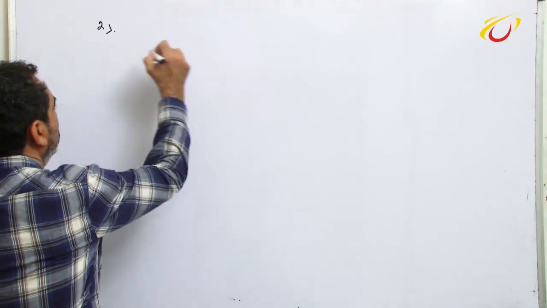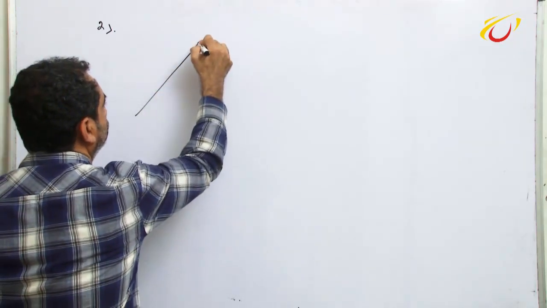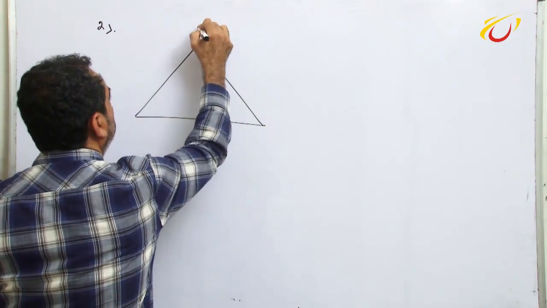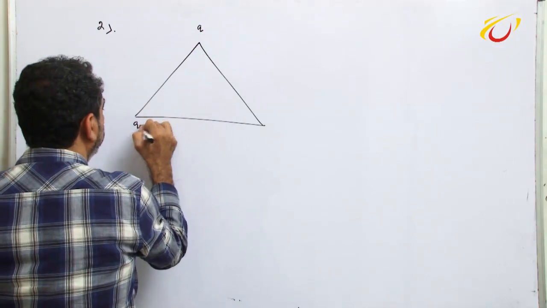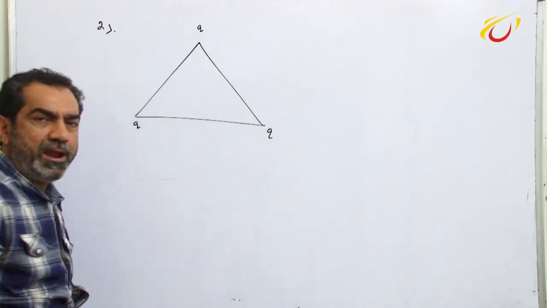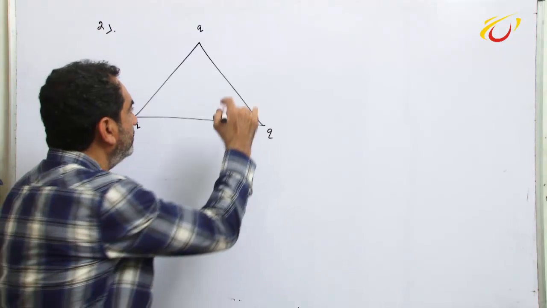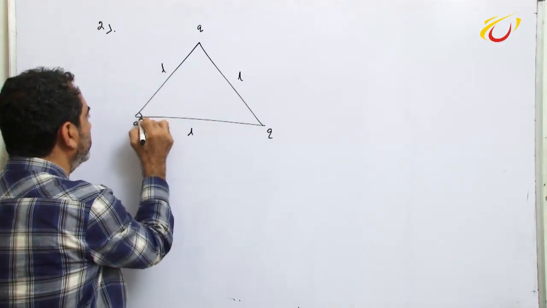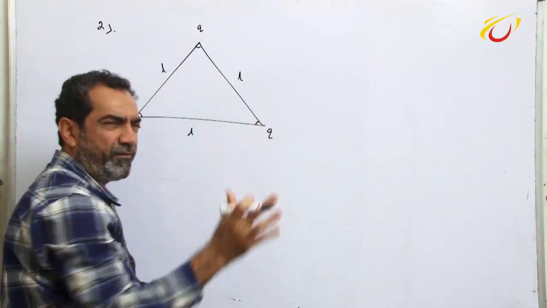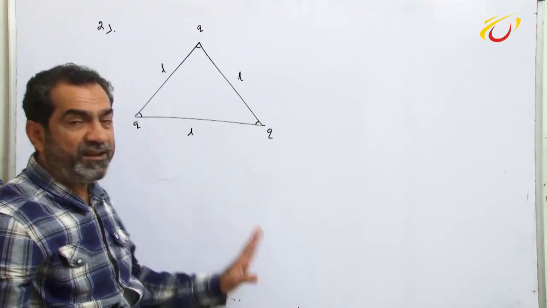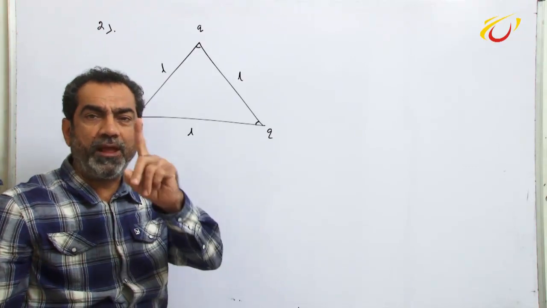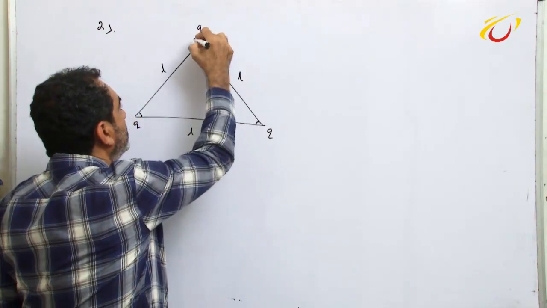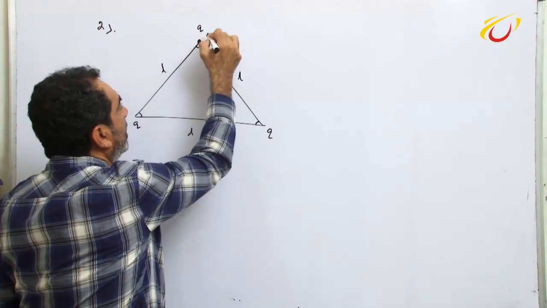Now start the second example, whatever we thought here. Suppose I put three charges Q, Q, Q at the vertices of an equilateral triangle. Suppose the length is L, L, L. Correct? It is an equilateral triangle, so all angles are 60 degrees. He says find the net force on any one vertex due to the other two charges. Suppose I have to calculate the force here.